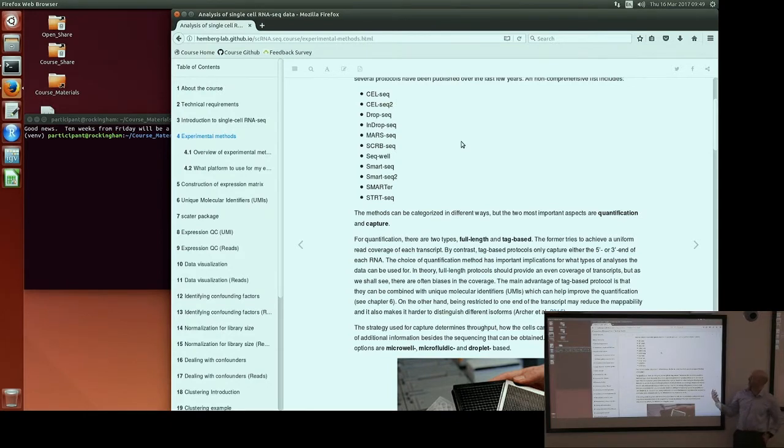The other aspect that we're going to be talking about is capture. There are three main methods that you can use, which we refer to as microwell, microfluidic, or droplet-based. And the main difference between them is really the throughput. Microwell is typically the lowest throughput. Microfluidic platforms have slightly higher throughput, and droplet-based methods have really high throughput. And when I say really high, you can easily get tens, hundreds, thousands, or even millions of cells in one experiment. So really what's holding you back there is your budget.